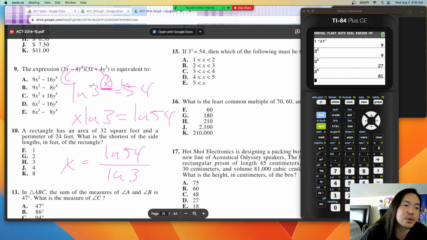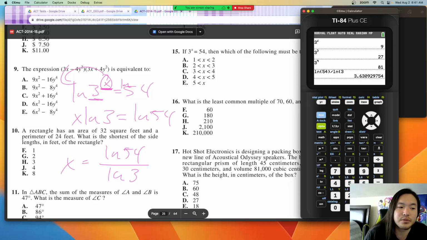Why? Because there's this rule where if you take the natural log of some number to an exponent, you can drop the exponent, and that's going to be equal to that exponent times the natural log of the base. This is why the natural log is so powerful. And then here, now I can just divide both sides by natural log 3, and I can directly calculate the answer, natural log 54 divided by natural log 3, right?